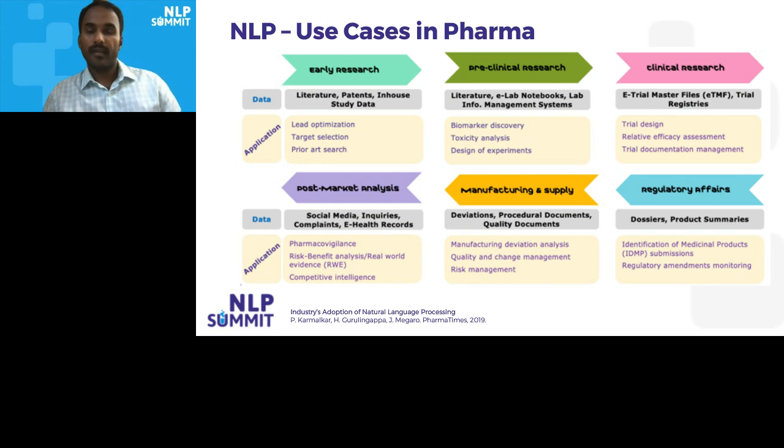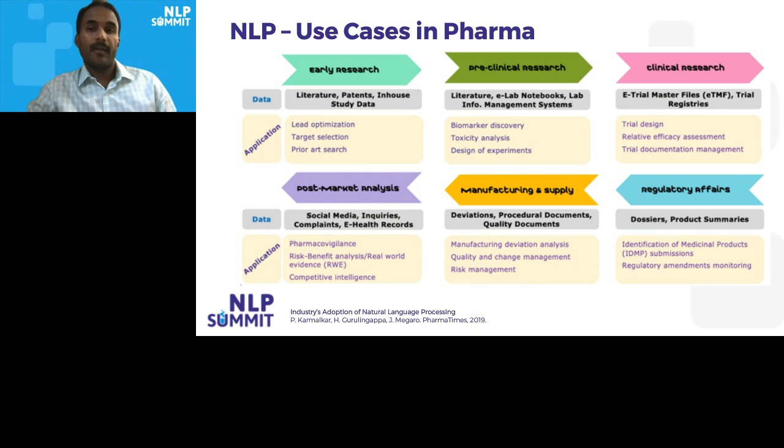And then we move to preclinical research. This is the stage where a drug is tested on animals. Here we come across different databases and data sources like literature, electronic lab notebooks, laboratory information management systems, and so on. Typical applications where text mining could help are biomarker discovery, toxicity analysis, or even design of experiments. That is, we want to learn from historical experiments so that we can better design new experiments. We can also eliminate redundancies in the experiments to reduce the risk of failure.